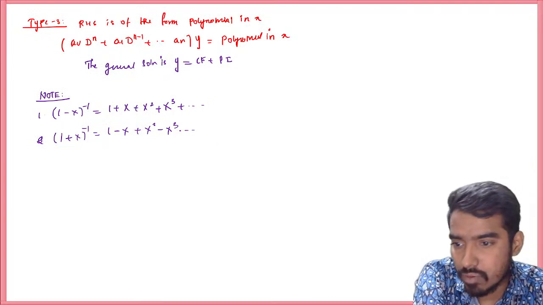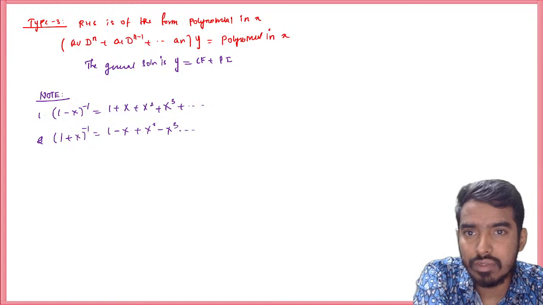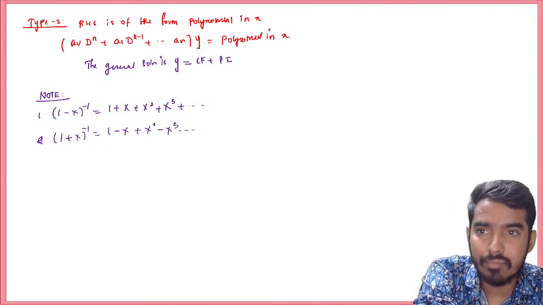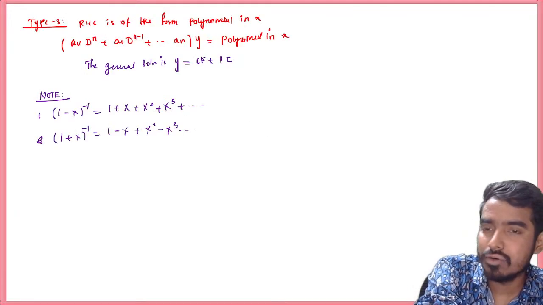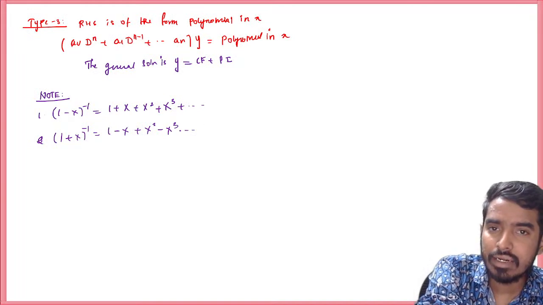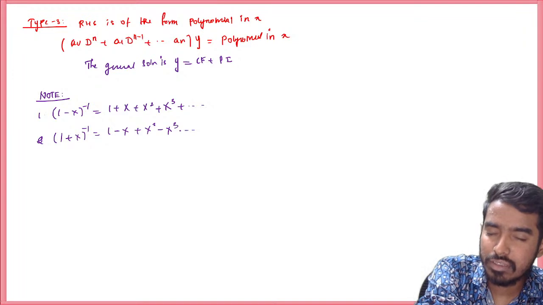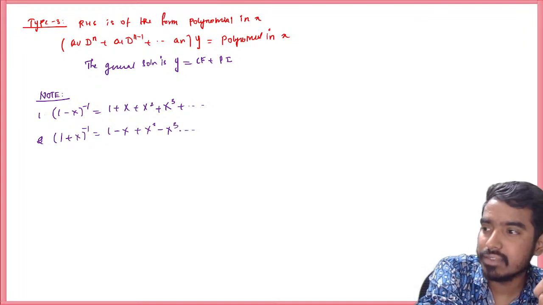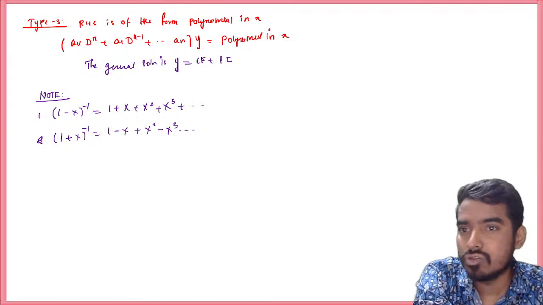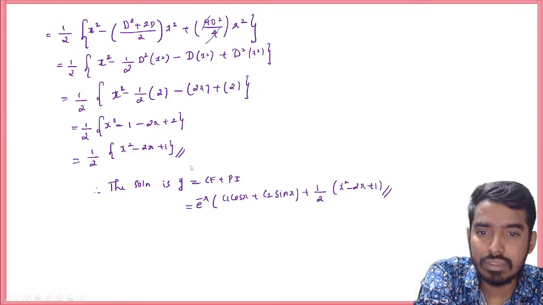So next class, what we will do is we will continue more problems. We will solve more problems on type 3, and then we'll move on to type 4, right? So type 0 is RHS is 0. Type 1 is RHS is e power x. Type 2 is RHS is sine x or cos x. Type 3 is RHS is a polynomial in x, right? So in the next class, we will continue from the third problem, right?